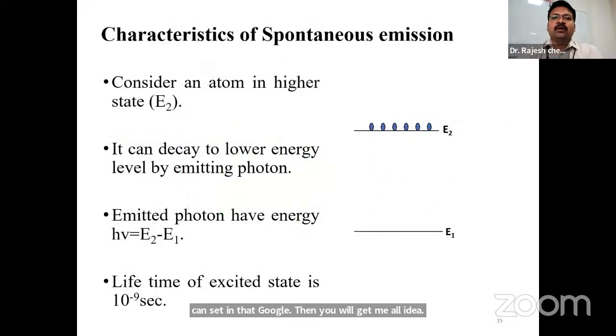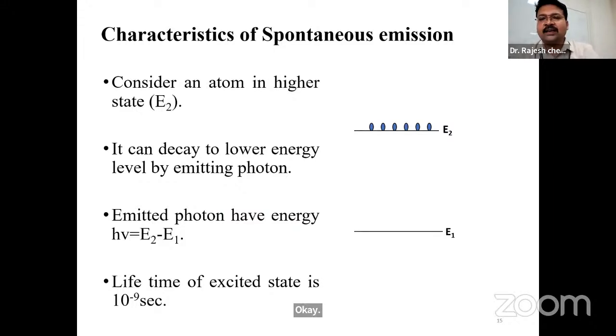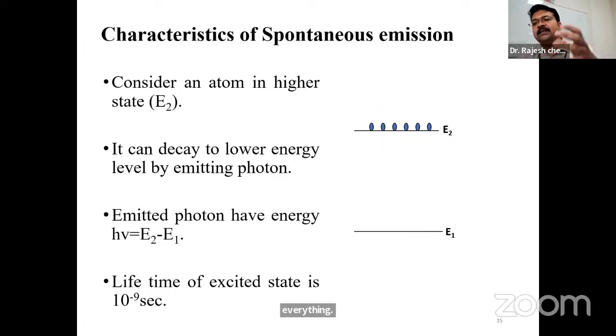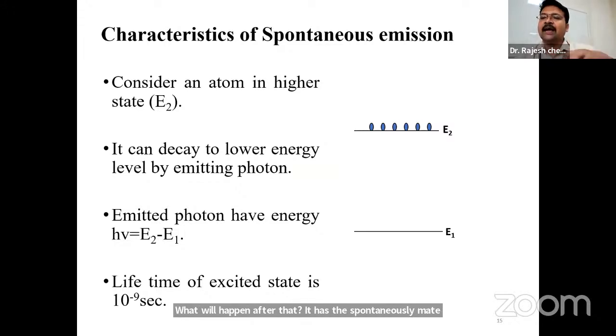Now the characteristics of spontaneous emission. How can we characterize the spontaneous emission? Now we can see here that in the ground state no electrons stay. Everything is excited to its excited state. What will happen after that? It spontaneously emits the electrons and gives photons, with whatever energy it used to excite. Now here we can consider the atoms in the high energy level E2. It can decay to the lower energy level by emitting a photon.